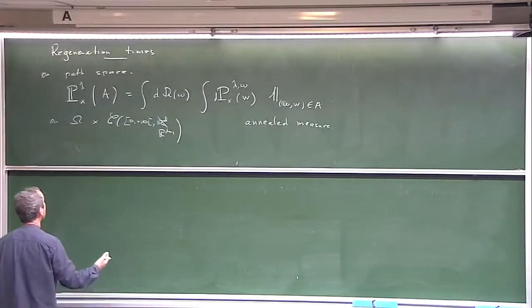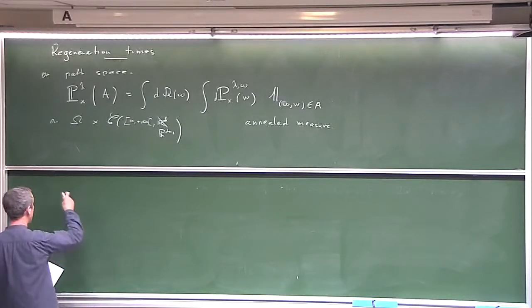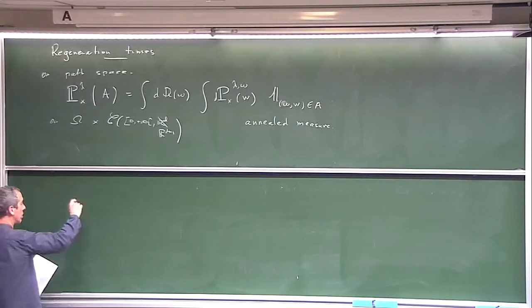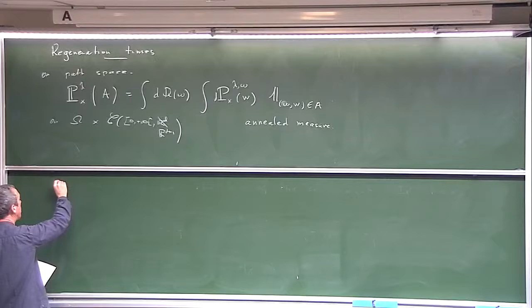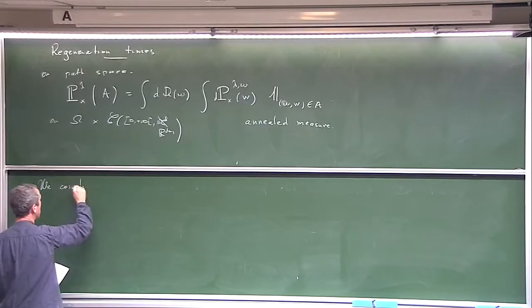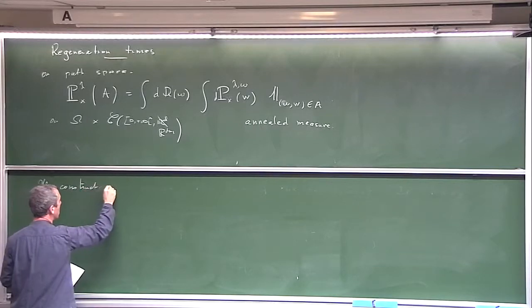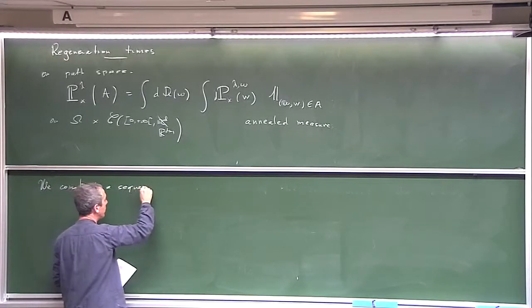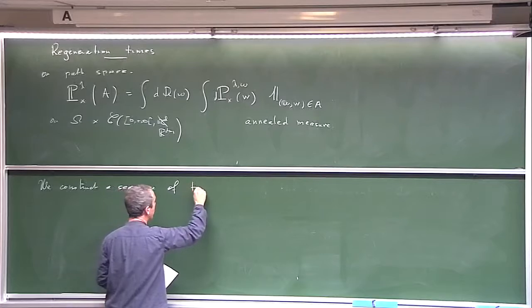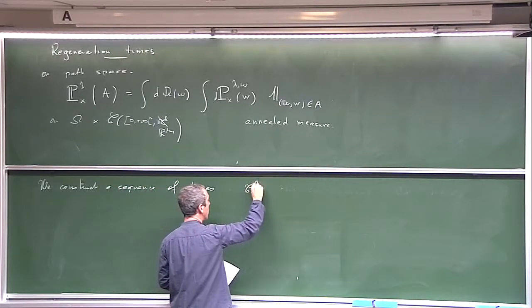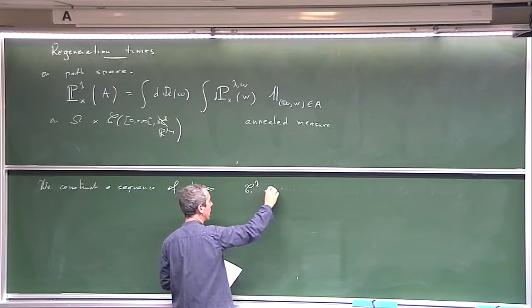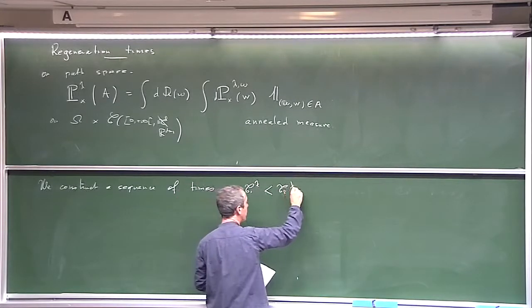So we construct regeneration times. Regeneration times are a sequence of times. Now these times depend on lambda. So we construct a sequence of times which is increasing. So the first one is tau 1 lambda, and then tau 2 lambda, etc.